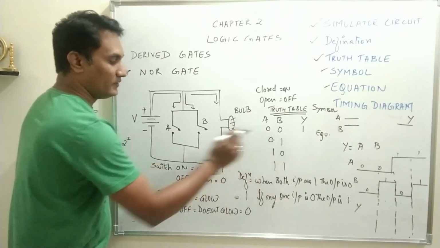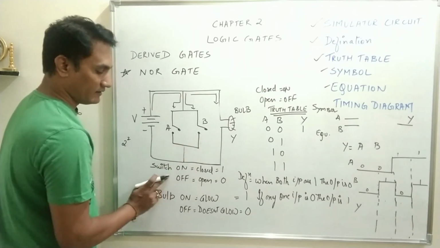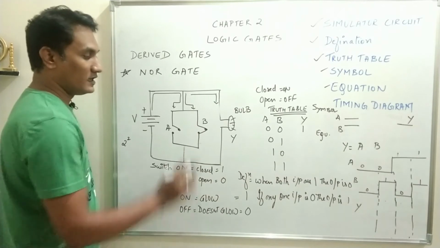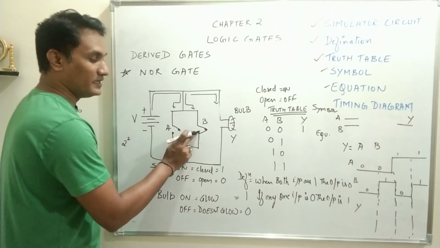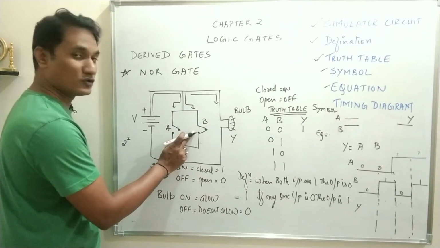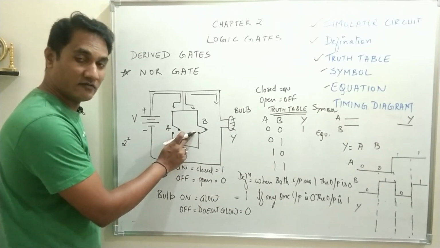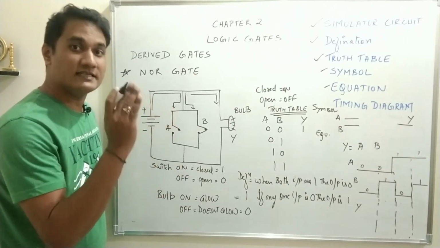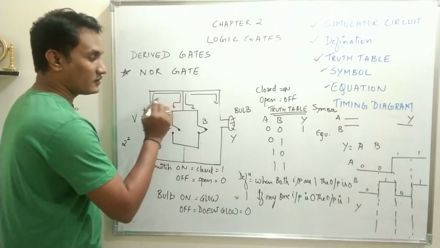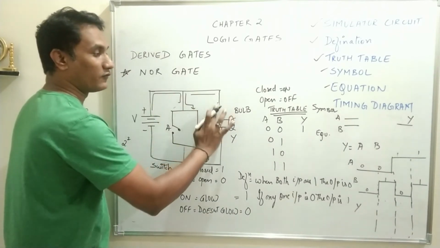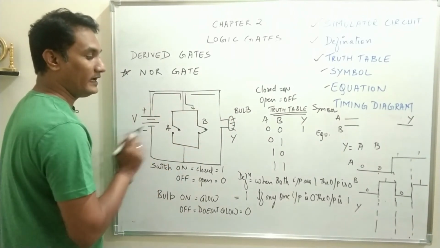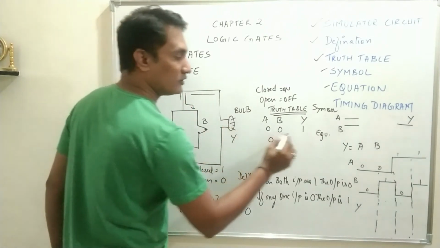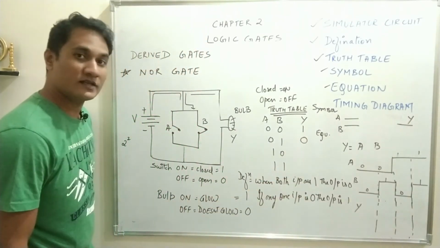Next, A 0, B 1. Switch 0, A is open, switch 1, that means B is closed. So out of these two switches, B is closed. As soon as B is closed, a short circuit is created. Short circuit created means the resistance through that path is 0. So what happens is no current will flow through the bulb, no current will flow through A, all the current will flow through B to the ground. So as there is no current flowing through the bulb, the output Y will be equal to 0.